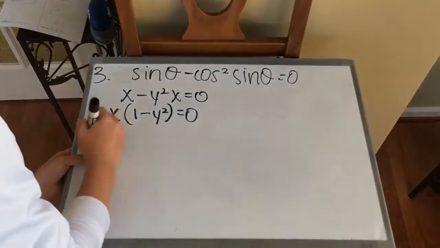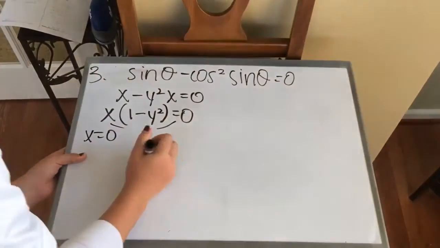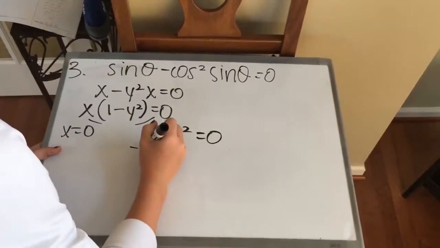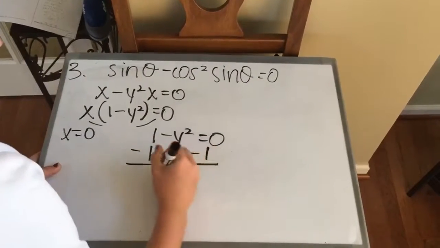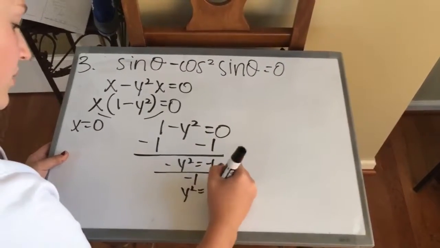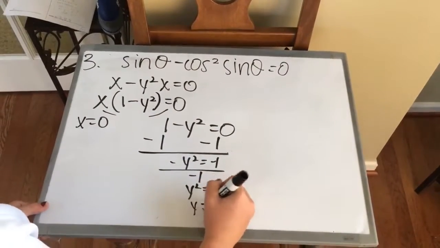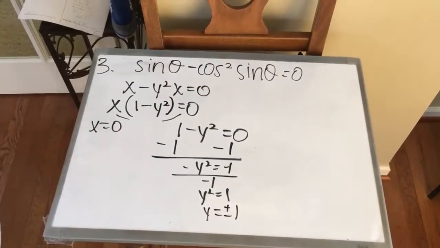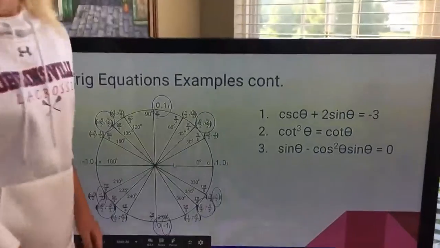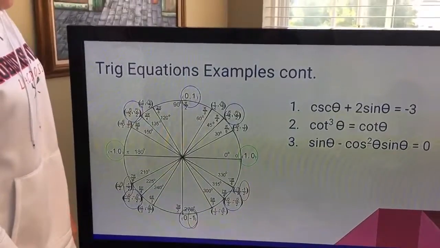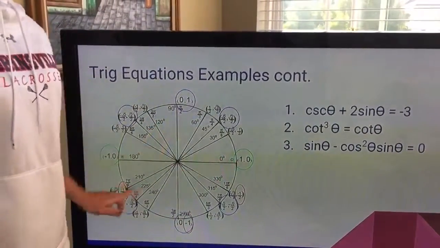So then we already know x is equal to 0 because we simply pull these two. And then we also have to solve for y. So we get 1 minus y squared is equal to 0. We subtract 1 from both sides. We get negative y squared is equal to negative 1. Divide by negative 1. Y squared is equal to 1. And then finally we know y, or cosine, is equal to positive or negative 1. And that x, or sine, is equal to 0. So then we go to the unit circle and find where sine is equal to 0 and where cosine is equal to positive or negative 1, which happen to be the same spots.